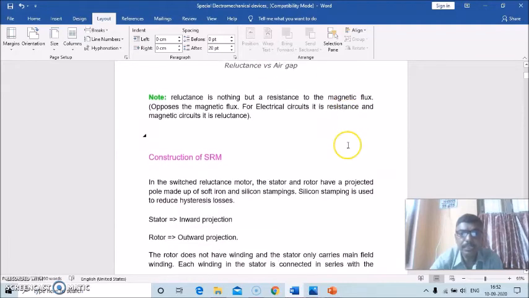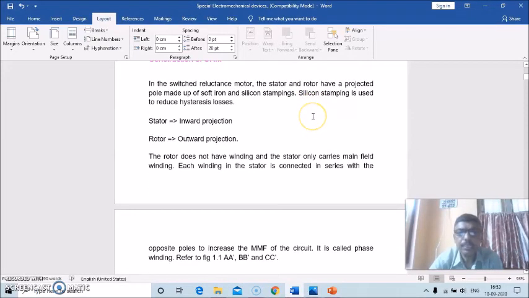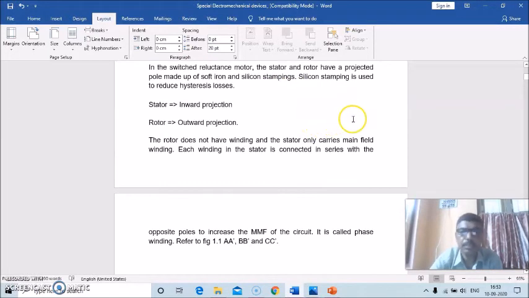Reluctance is like resistance in an electric circuit; reluctance is in magnetic circuits, which opposes the flux. And for the construction, the switched reluctance motor has projected poles on the stator and rotor, made up of soft iron and silicon stampings. Silicon stamping is used to reduce hysteresis losses, particularly iron losses, and the stamping basically also reduces the eddy current losses.